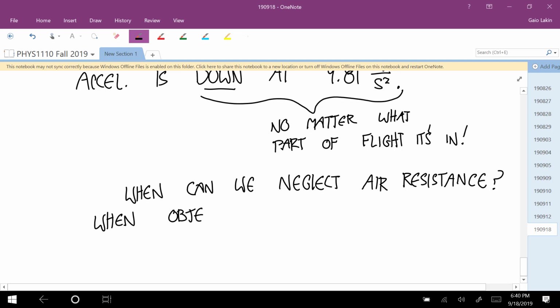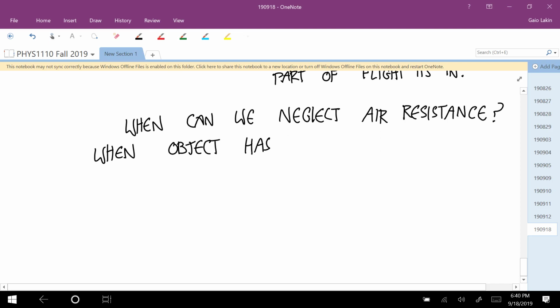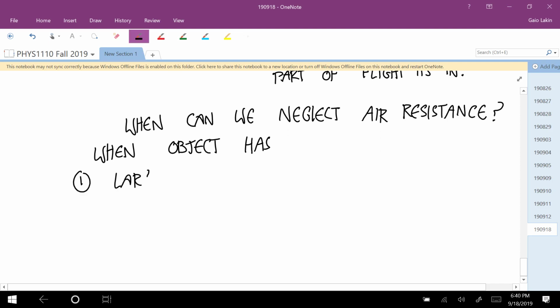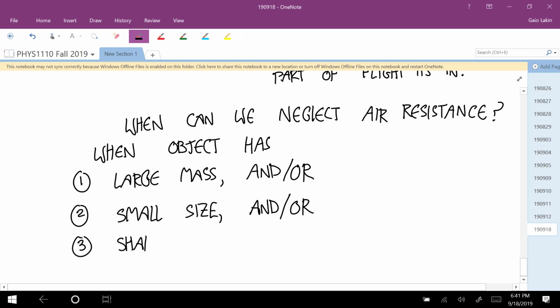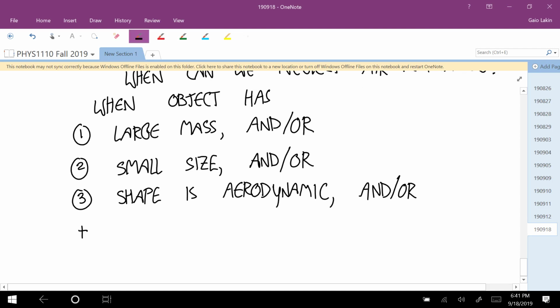when the object has a large mass and or it has small size and or the shape is aerodynamic and or it's moving slowly.